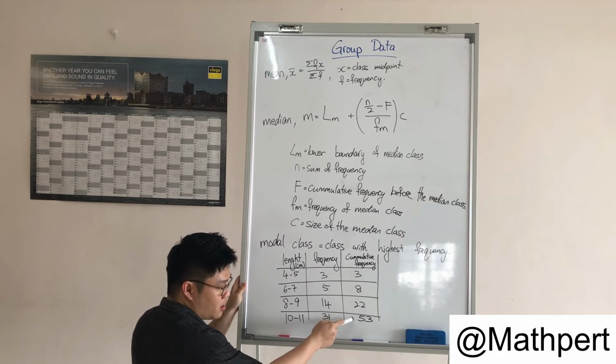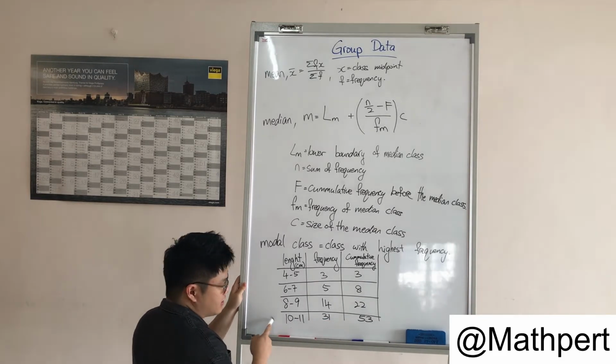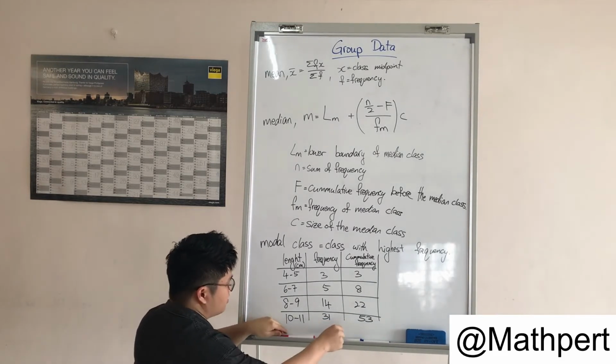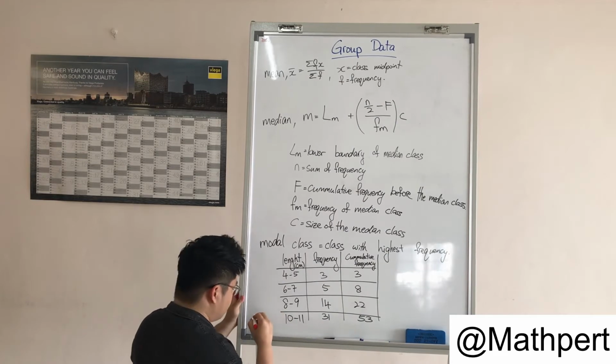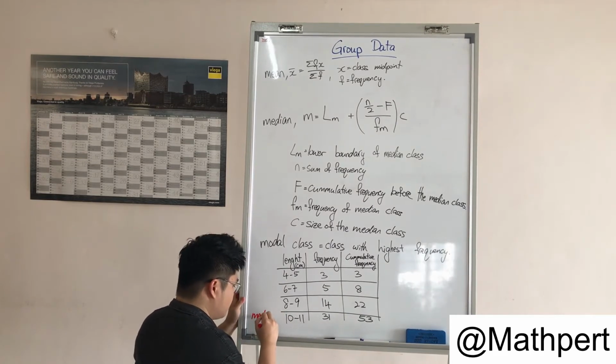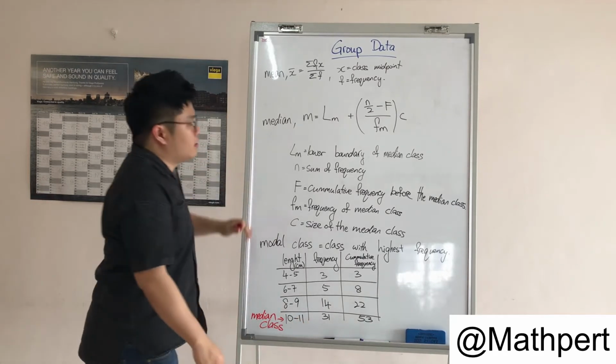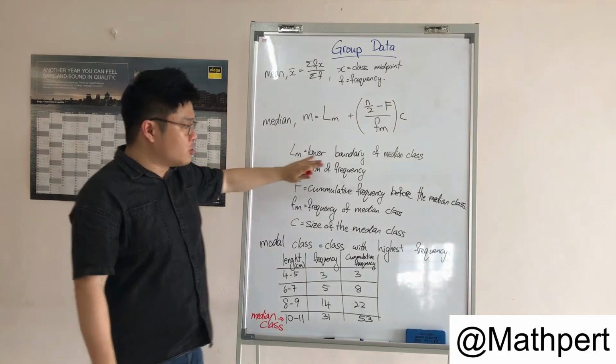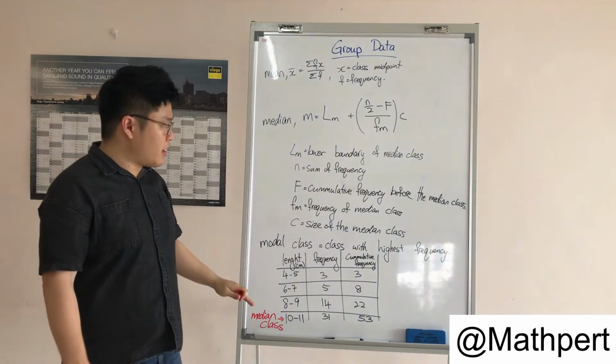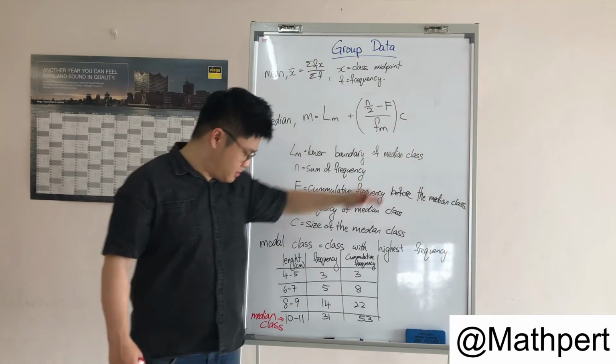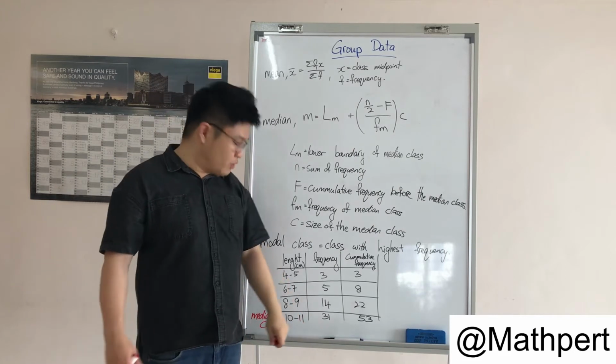26.5 is over here, in this class. So 10 to 11 is the median class. Okay? Then what does lower boundary mean? We already found out this median class is 10 to 11.